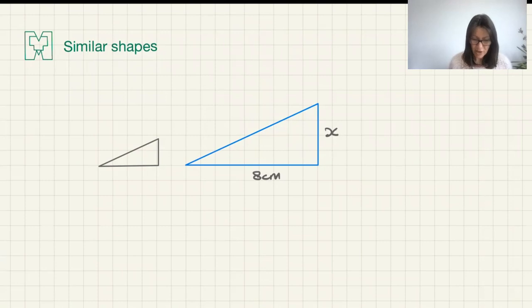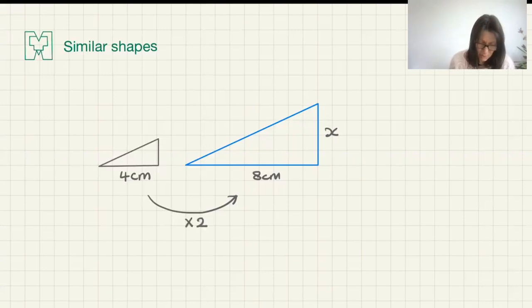So first thing to know is that similar shapes are enlargements. Everything's scaled up. So if one edge is scaled up by 2, all the edges would be scaled up by 2. So to give you a very simple idea of what we're talking about, if I put this as 4 centimeters, I can now see that the base of this triangle, which is 4, and the base of this triangle is 8. The scale factor is going to be multiplied by 2.